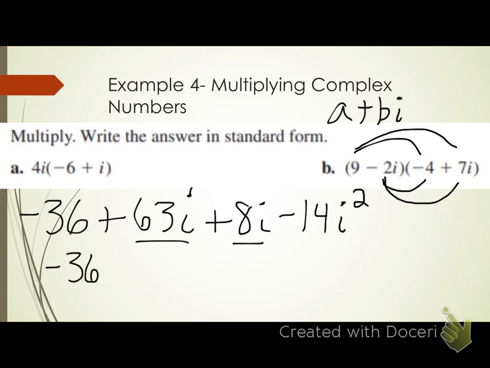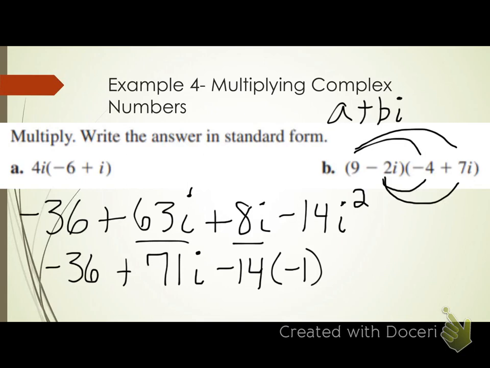So let's do this first step, combining these like terms. What's 63i plus 8i? 71i. And what is i squared? Negative 1. So I'm going to plug negative 1 in for i squared in the same step. Everyone okay with that? Any confusion so far? Please let me know if you have questions.